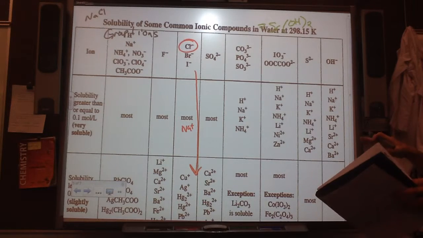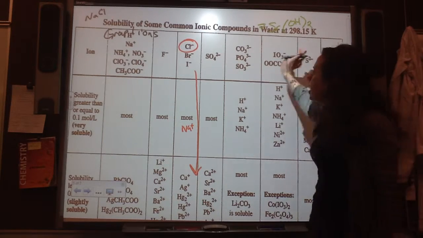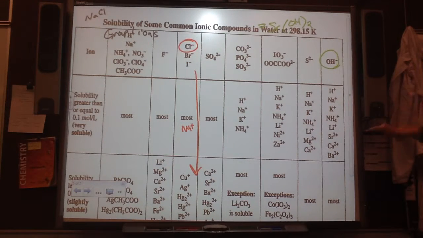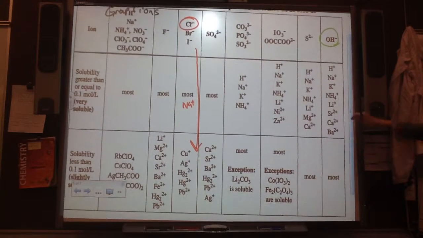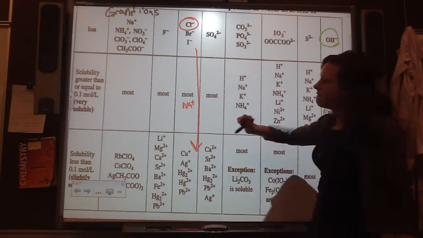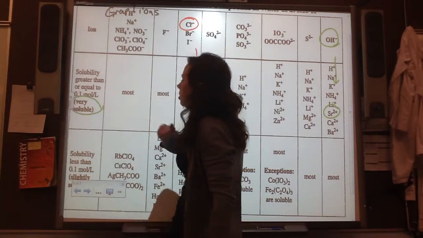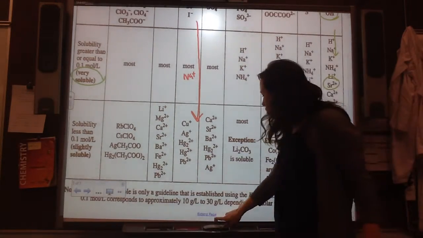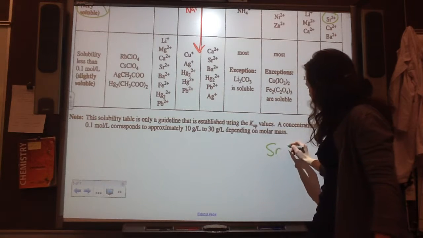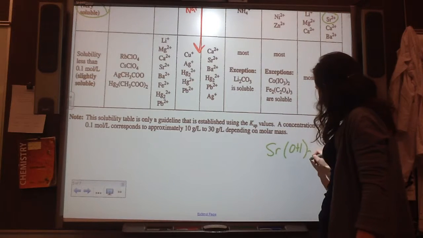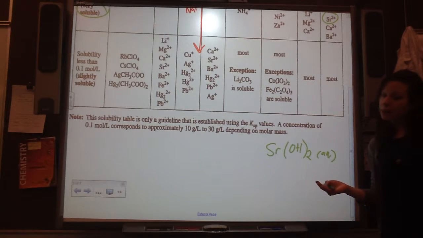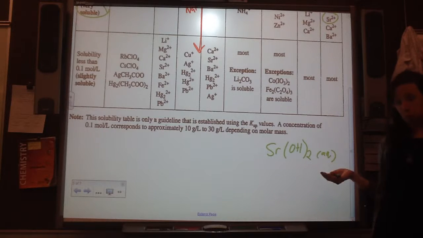So strontium hydroxide. There's a strontium ion and there's a hydroxide ion. So up here, which one can I find? Well, there's a hydroxide. Awesome. So then I go down the column and look, strontium is in the very soluble section. So then my final answer, if I was to say is strontium hydroxide soluble or not, is Sr(OH)2 aqueous. So it's solid at room temperature, but if I tried to dissolve it in water, it would.